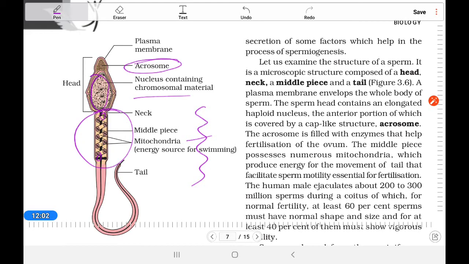This acrosome will invade inside the ovum. Here you have to keep in mind the head, the neck, the middle piece, and the tail, and this part is the head, a special structure. In 3 ml of semen there are 400 million spermatozoa.